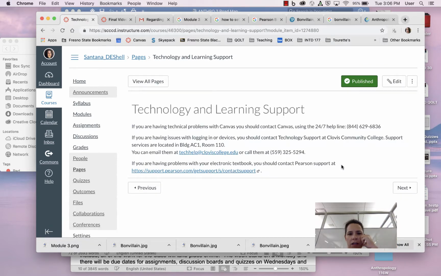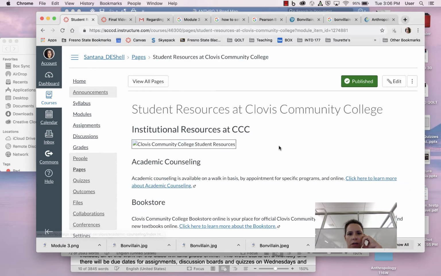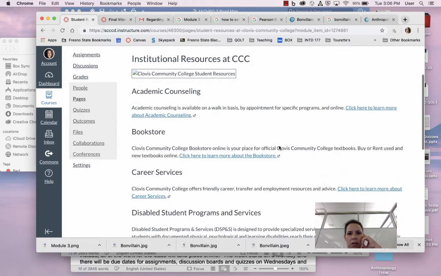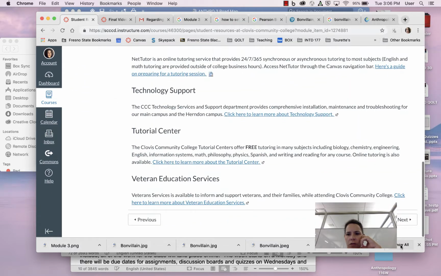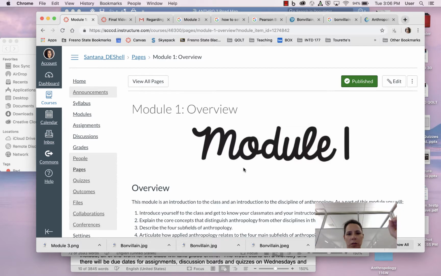The technology and support page directs students to what to do in case they're having issues with Canvas. And the student resources at Clovis Community College page. I think that's it. And then we start with Module 1.